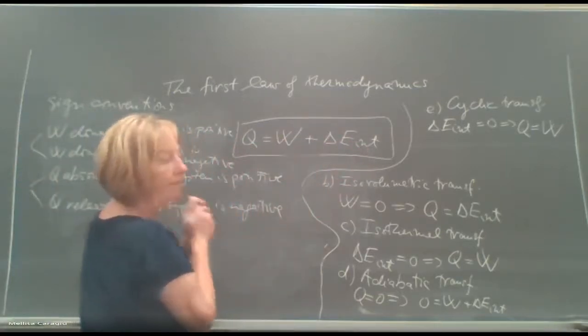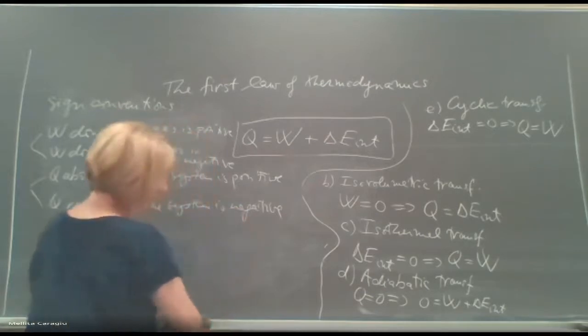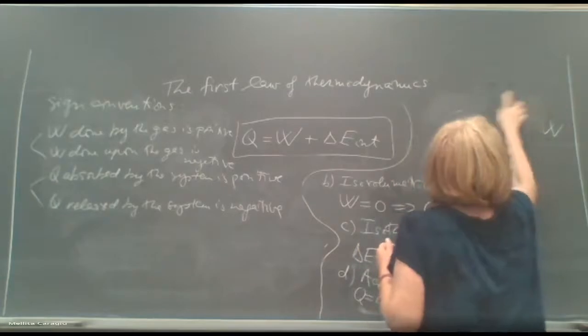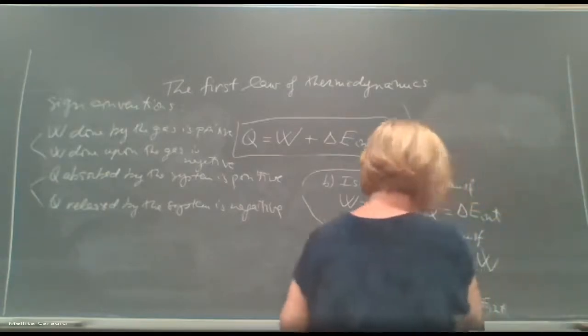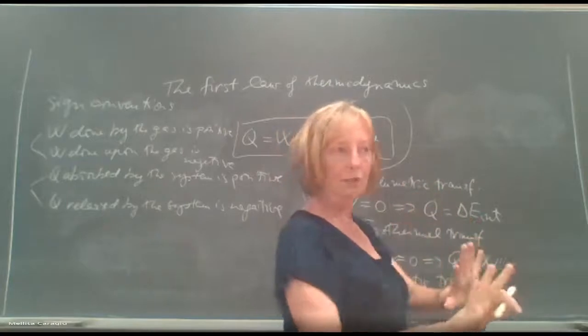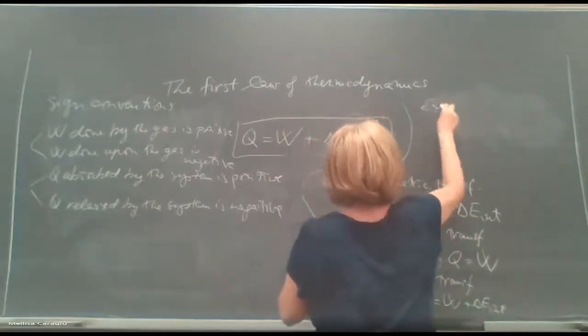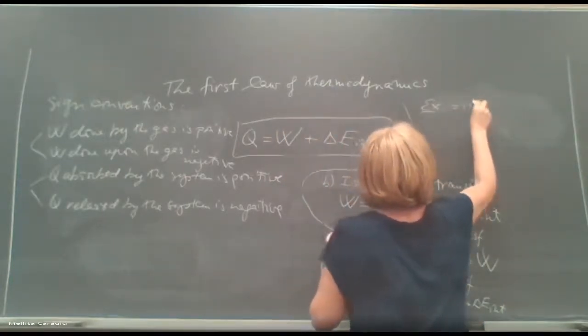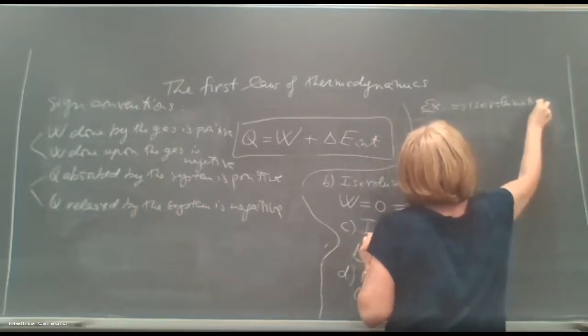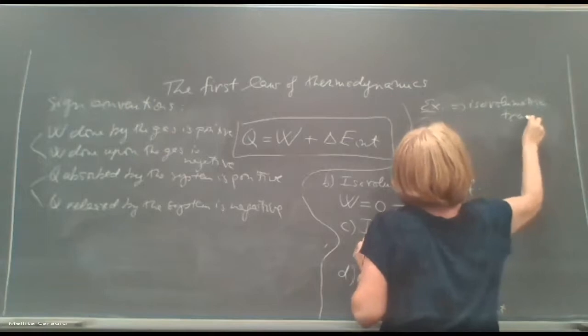First things, you have to identify the type of transformation. And the moment they say the gas is in a container with rigid walls, that means an isovolumetric transformation.